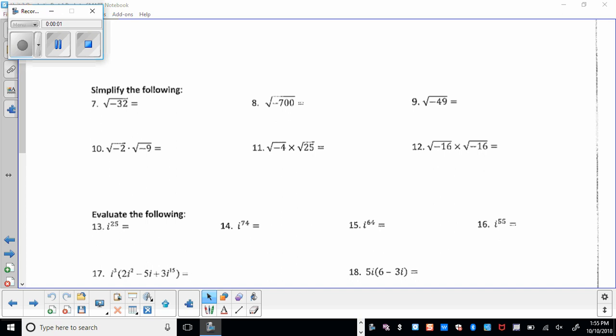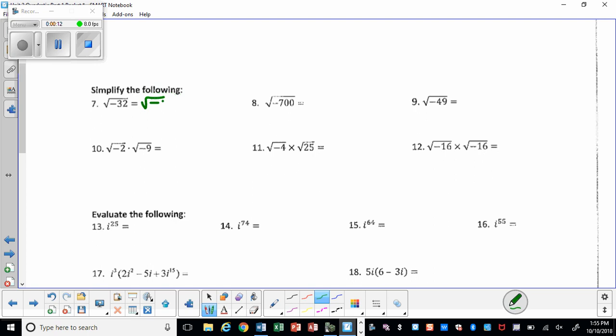Okay, so we are working with imaginary numbers, and we're going to simplify the square root of negative 32. So that would be the square root of negative 1 times the square root of 32. So the square root of negative 1 is i, right?